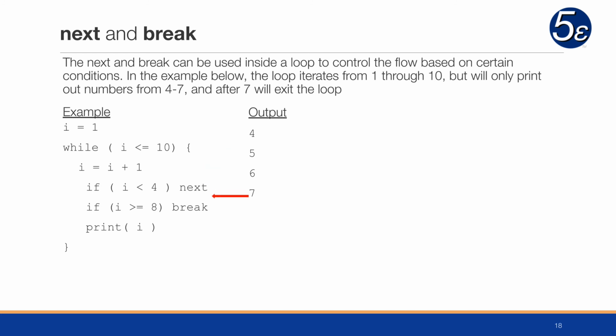Since the next statement after that is if i is greater than or equal to 8, that would mean for 4, 5, 6, and 7, this statement here, i is greater than or equal to 8, would not be true. So it would jump to the bottom line, which is the print, and it will print 4, 5, 6, and 7. But once i gets to 8, it will hit that statement and then break out of the loop. And so that's why this example will only print out 4, 5, 6, and 7.